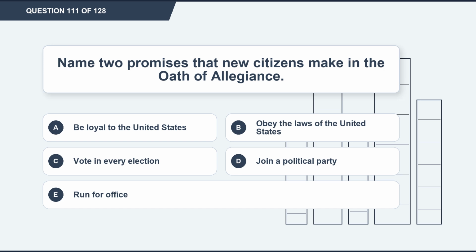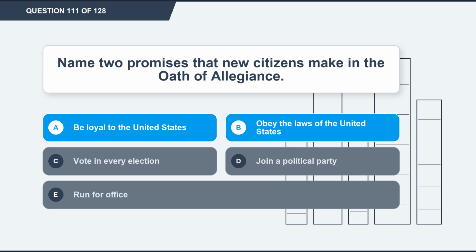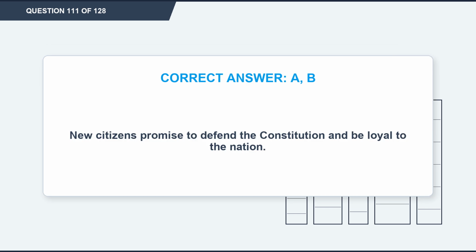Question 111. Name 2 promises that new citizens make in the Oath of Allegiance. Option A, be loyal to the United States. Option B, obey the laws of the United States. Option C, vote in every election. Option D, join a political party. Option E, run for office. The correct answers are options A and B. Option A, be loyal to the United States. Option B, obey the laws of the United States. Explanation. New citizens promise to defend the Constitution and be loyal to the nation.